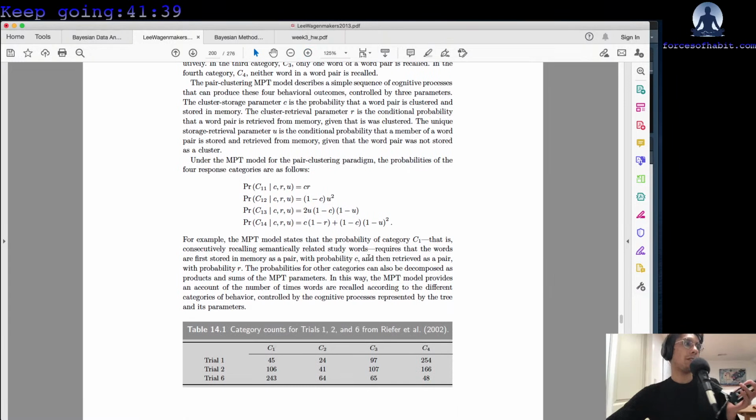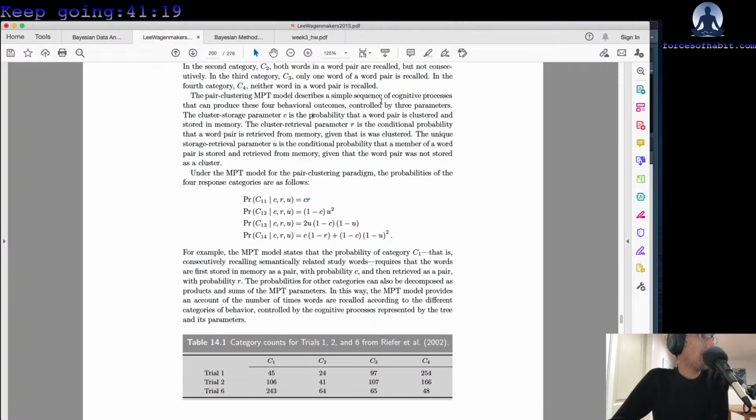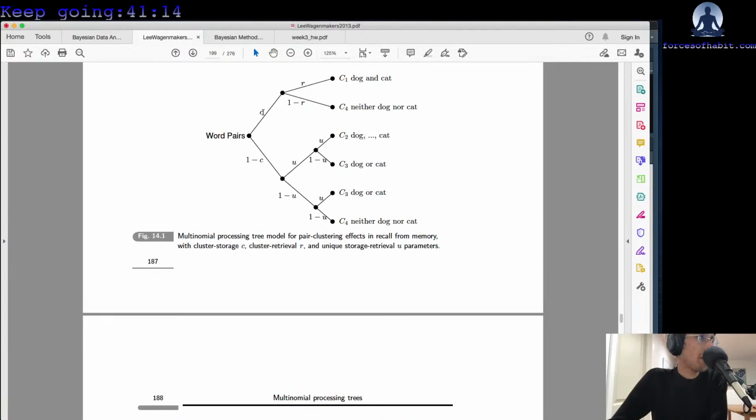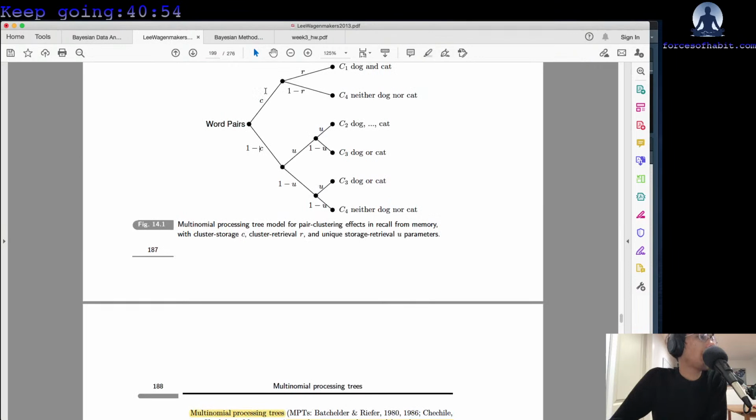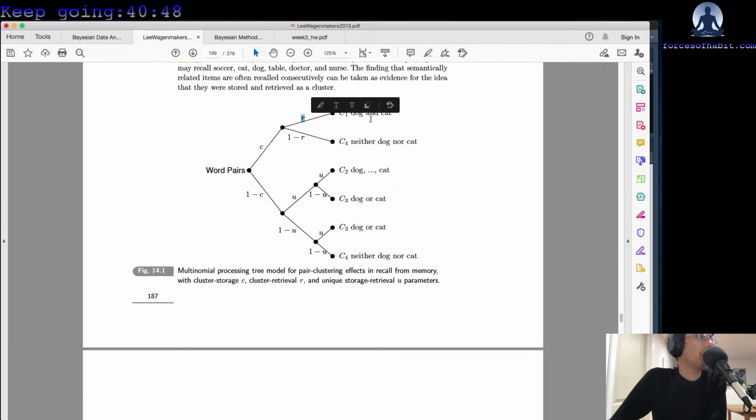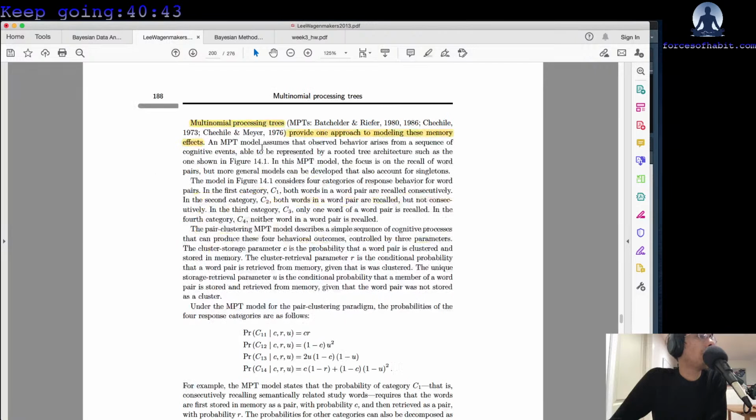And then the tree represents all the behavioral outcomes that can occur from these four sequences, represented by C, R, U, the three parameters. The cluster storage parameter is the probability that a word pair is clustered, and then we have a probability that the word pairs are not clustered. R, the cluster retrieval parameter, is the conditional probability that a word pair is retrieved from memory given it was clustered. So given that we're on this side of the tree, what's the probability that these two pairs are retrieved given that they're clustered?